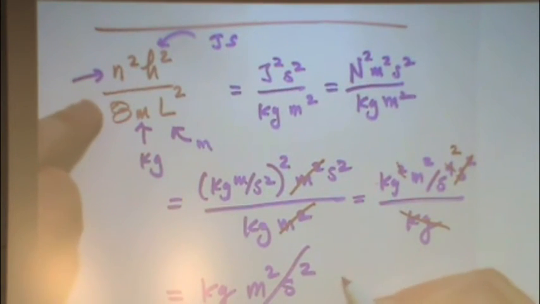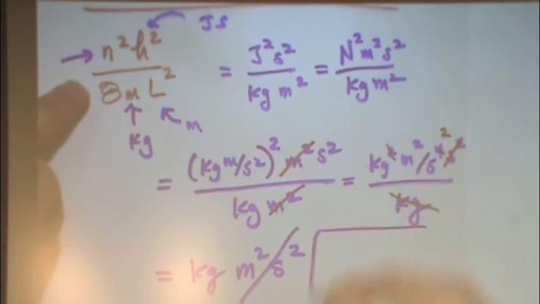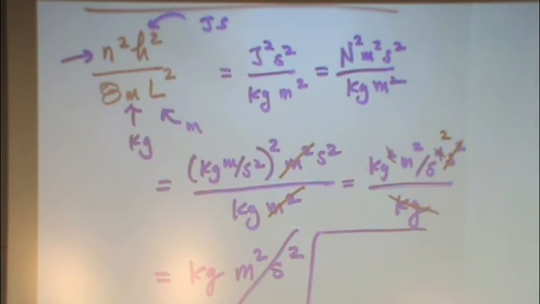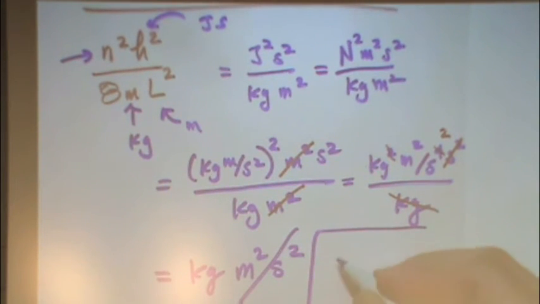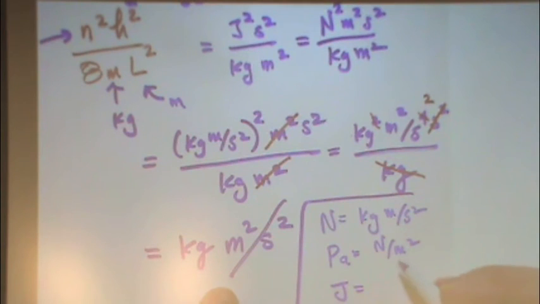Well, I know that, let's go on scratch here for a second. I'll go to a different color, blue. I know that, let's rewrite some of these. A newton is a kilogram meters per second squared. I know a pascal is a newton per meter squared. I know that a joule is a newton meter.